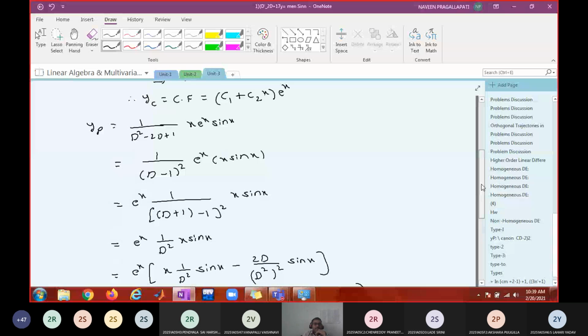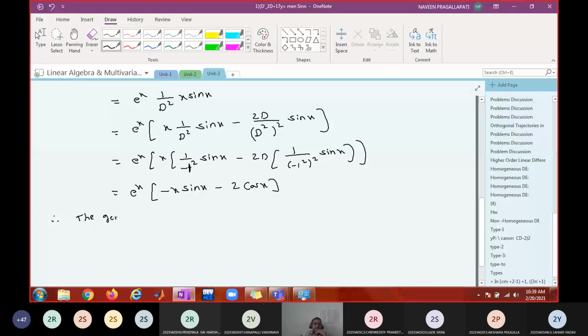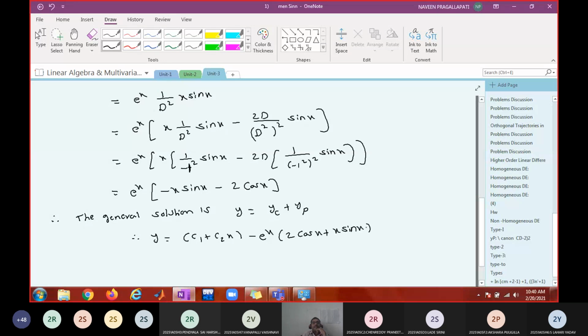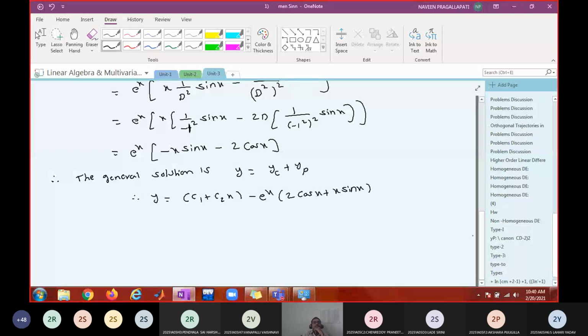Therefore, what is the general solution? Therefore, the general solution is y equal to yc plus yp. Therefore, y equal to c1 plus c2x, minus e power x into 2 cos x plus x sin x. That's it. That is the sum of the complementary function and particular integral, which will be the general solution of the differential equation.